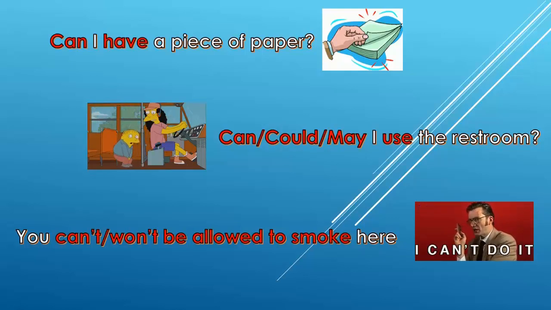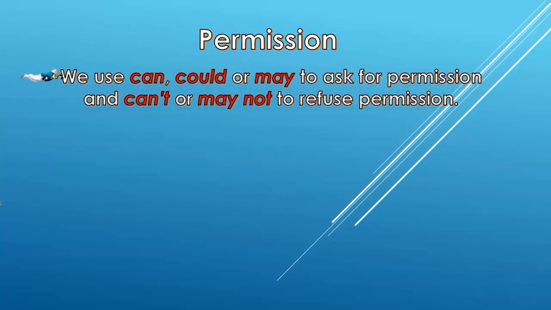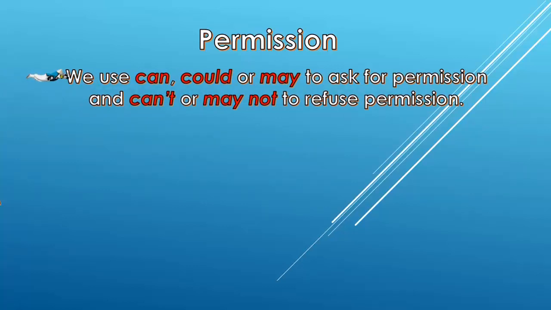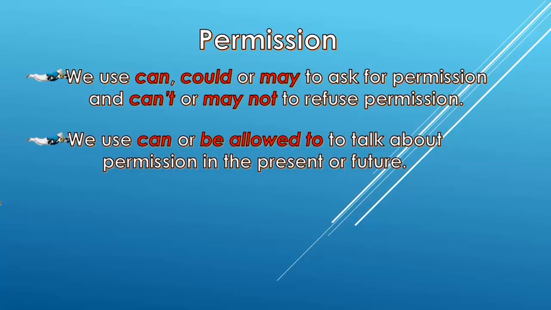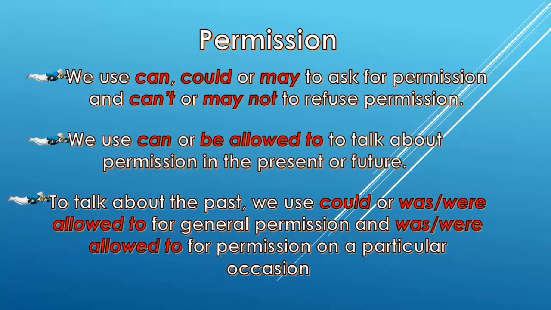And you can use can't or won't be allowed or don't be allowed in negative when we want to deny a permission. You can't smoke here or you won't be allowed to smoke here. For permissions, we use can, could, or may. And to refuse a permission, you can use can't, may not, and we use can or be allowed to talk about permissions in the present or future. To talk about the past, we use could or was, were allowed to for general permissions and was, were allowed to for permissions on a particular occasion.